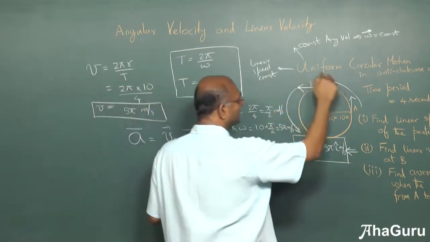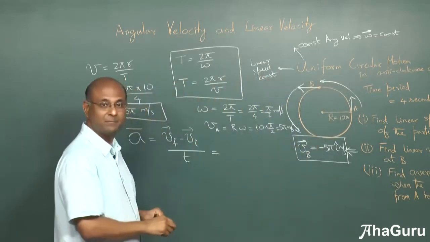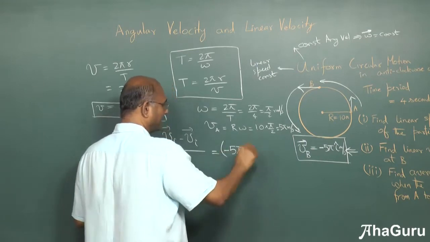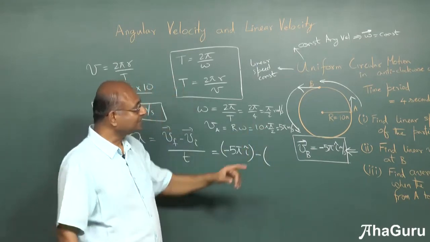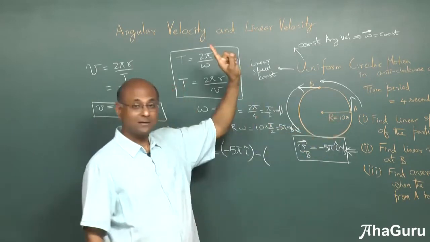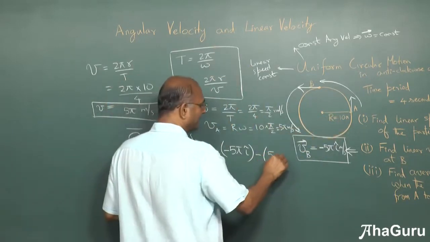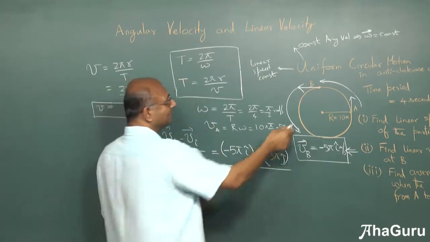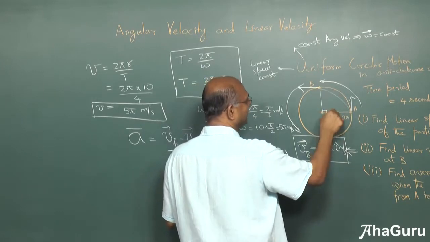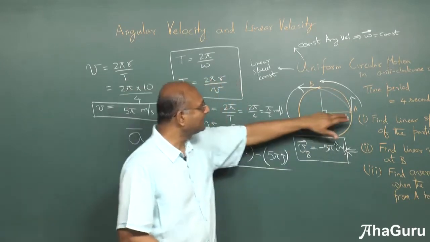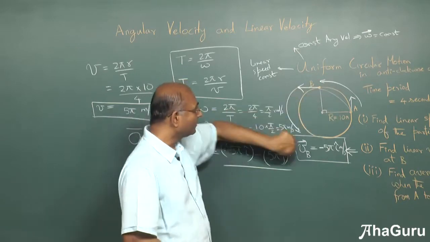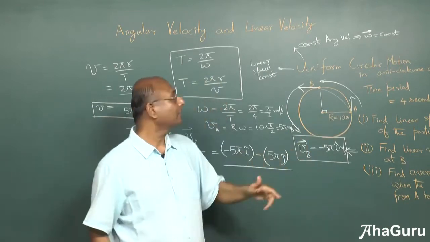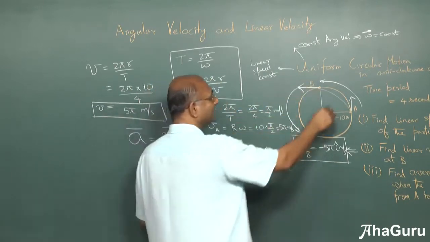Average acceleration is this velocity minus that velocity. What is velocity at b? Velocity at b we already found, minus 5 pi i cap, minus, what is the velocity at a? Well, it is 5 pi in the j cap direction. So 5 pi j cap divided by the time. How much time will it take to go from A to B? A and B are like this, 90 degrees, right? Well, it took totally 4 seconds. So this is going to be 1 second, 1 second, 1 second, and 1 second. How do I know that? Because it's uniform. So this is going to take 1 second.